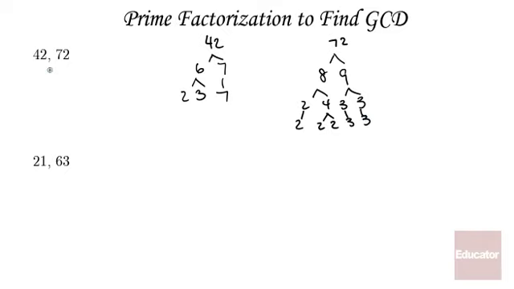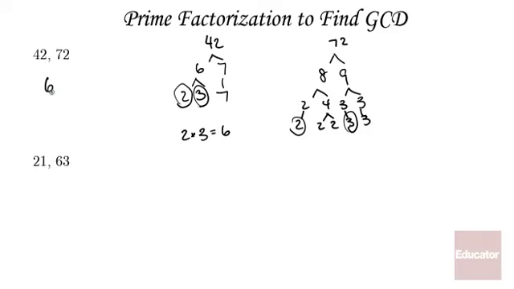Now you're going to look at what they have in common. They both have a 2 and they both have a 3. This one has more 2's and more 3's, but there's no match for it over here, and there's no match for the 7 over here. So what they have in common is a 2 and a 3. So take one set, don't take from both numbers, just one set. 2 times 3 is 6. So their GCD is 6.